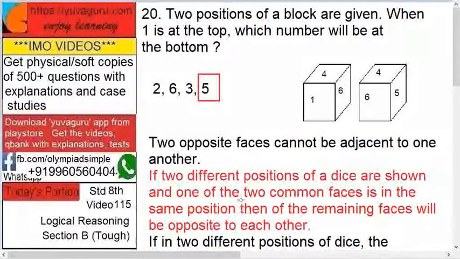Rule number 2 is very important. Generally, 90% of problems are on rule number 2 only. So the answer is 5.